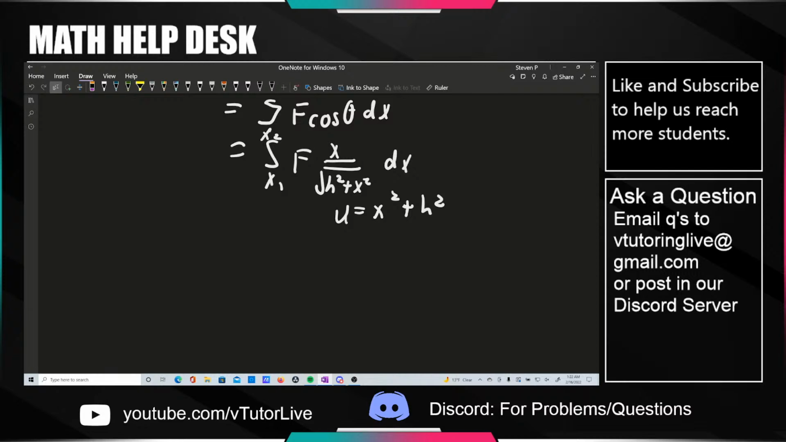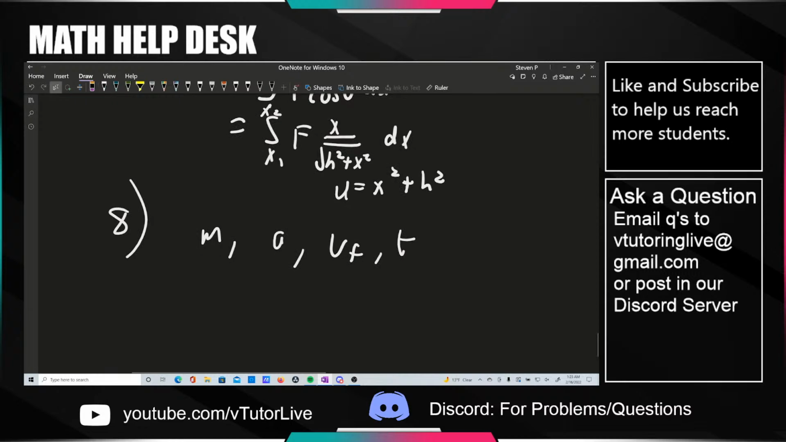All right, so we continue with number 8. It's saying that an initial object of mass m horizontally and uniformly accelerates during a time interval of length t. So how much work is done on the object by the force accelerating it? Well, we know that work is equal to the change in the kinetic energy, right?